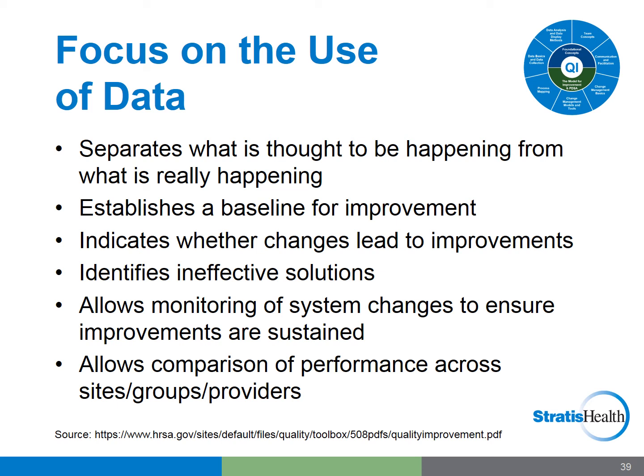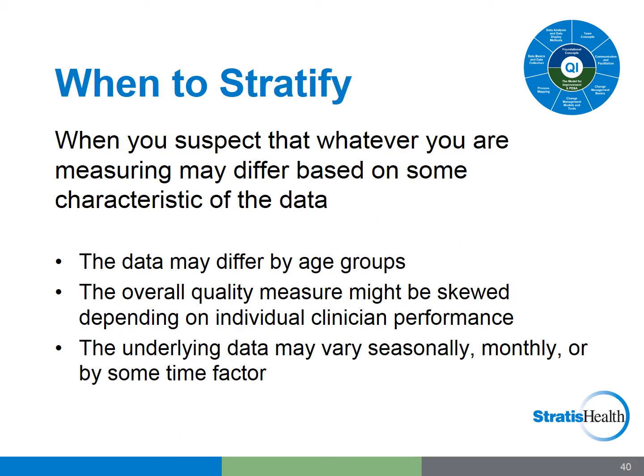In other words, the data the clinic's QI team is collecting and analyzing about the NQF 0018 measure is informing them about what is happening in their process and sheds light on why their previous year performance rate was at 45%. When you suspect that whatever you are measuring may differ based on some characteristic of the data, this is time to stratify or break the data out into finer levels of detail. Here are just a few reasons to stratify your data. The data may differ by age groups. The overall quality measure might be skewed depending on individual clinician performance. The underlying data may vary seasonally, monthly, or by some time factor. In our example, the clinic has chosen to stratify their measure based on provider-level detail.